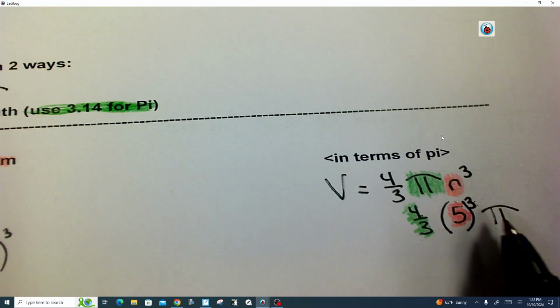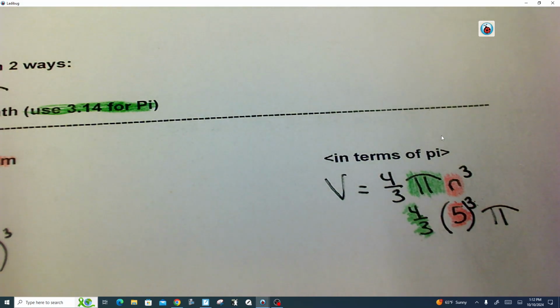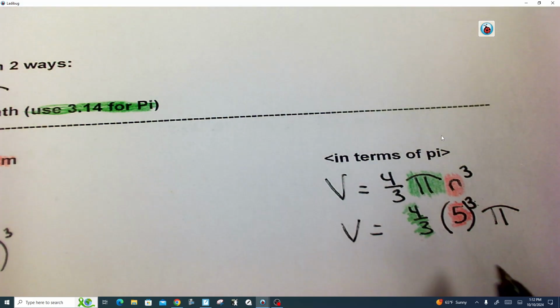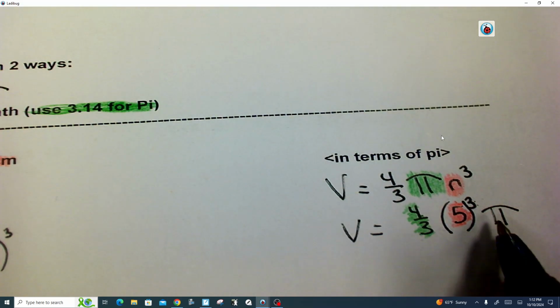Well, we know that the pi is going to be multiplying all this stuff, but we're not going to say multiply it by 3.14. We're not going to multiply it by any more decimals. We're literally just going to let it sit by the end and say it will multiply the answer, kind of like a variable, like 2 times x. And so now, can you guys tell me what's 4/3 times 5 to the third power?